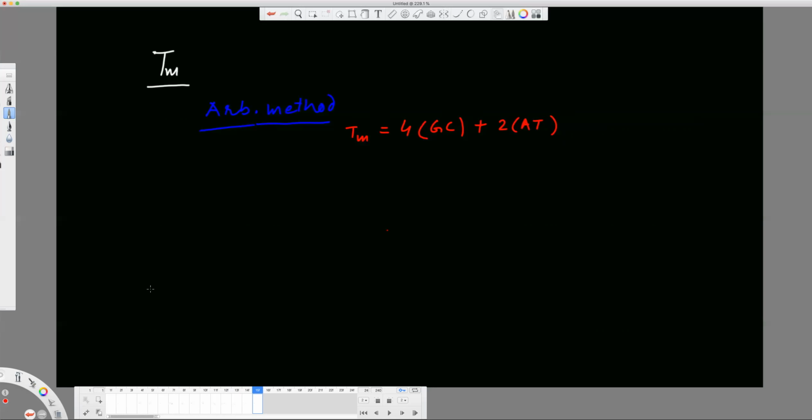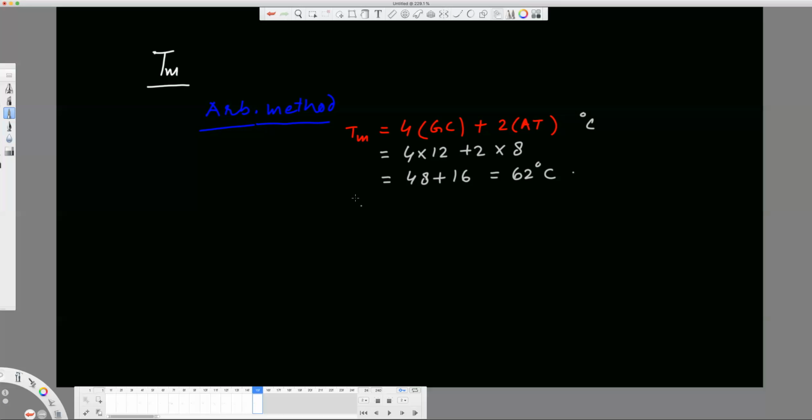Now this equation is fine as far as short primer sequences are concerned. Why? Because for a shorter one, let's say I have 20 base pair, the unit will be degree centigrade. For example, for 20 base pair, if I have 60% GC content, which means 12 bases are G or C, so 4 times 12 plus 2 times 8, right? So this is going to be 48 plus 16. This is around 62 degrees centigrade. This is fine. This roughly works, right?